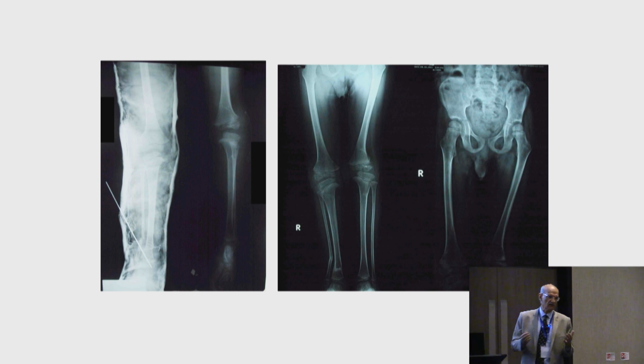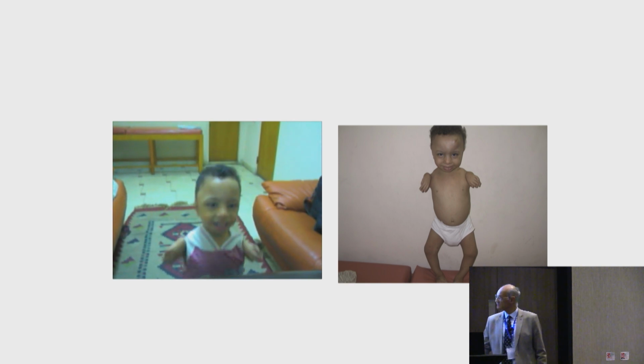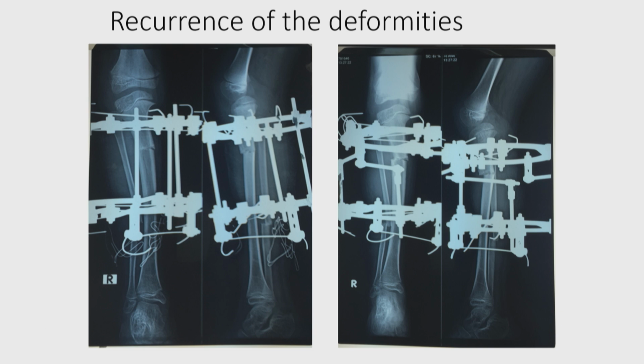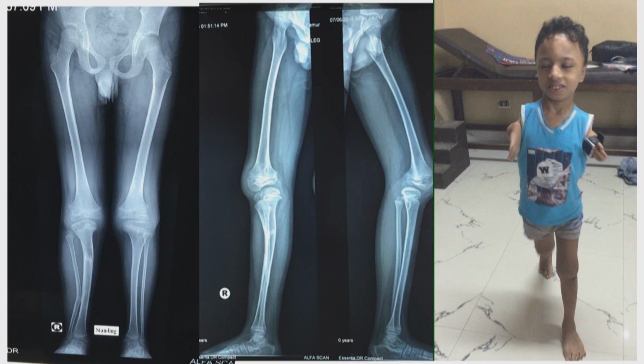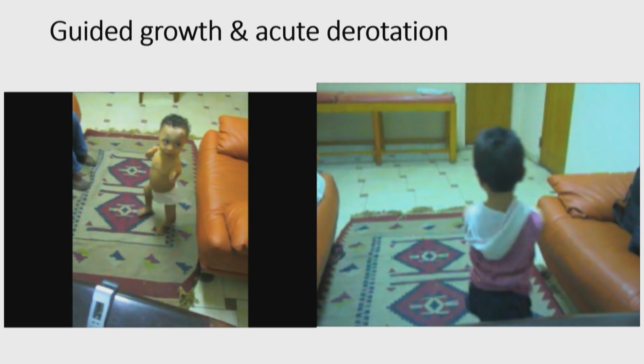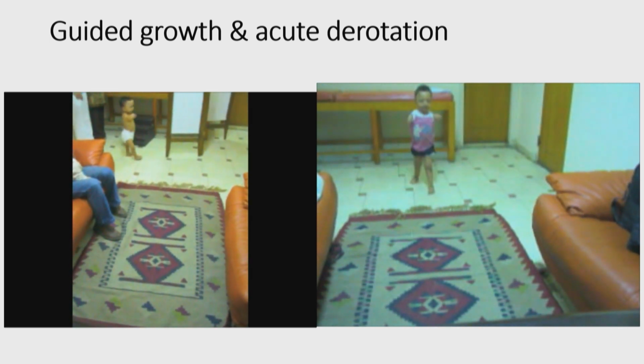So we are not dogmatic. You don't have one way of treatment. In this case, the recurrence of the deformity, the rotation came back. This is usual in these cases, and we did the rotation osteotomy again. See before and after. So you can do guided growth, rotation osteotomy, external fixation, whatever you want. You don't have one choice, you have many choices.